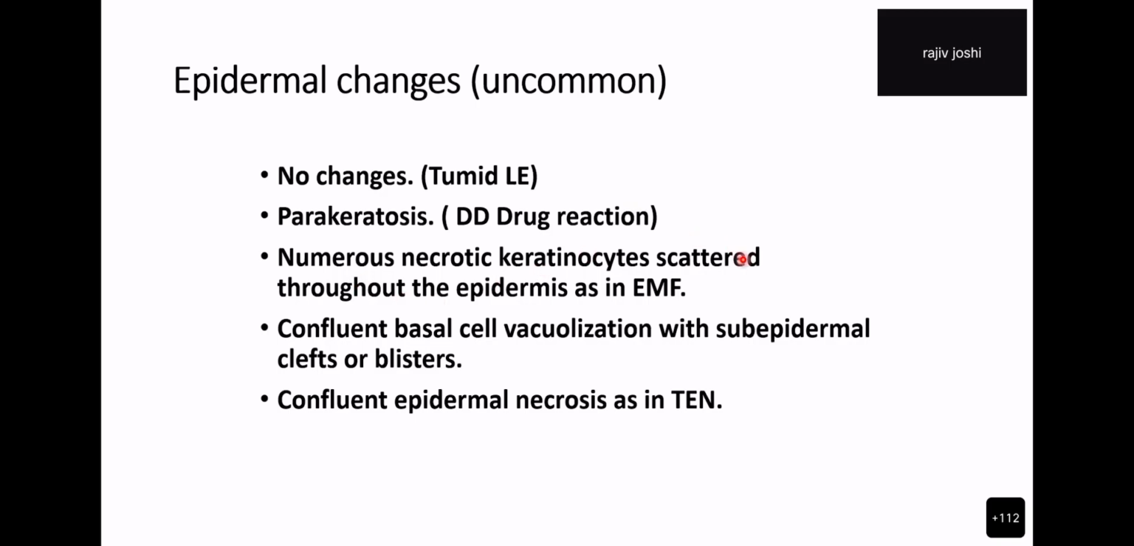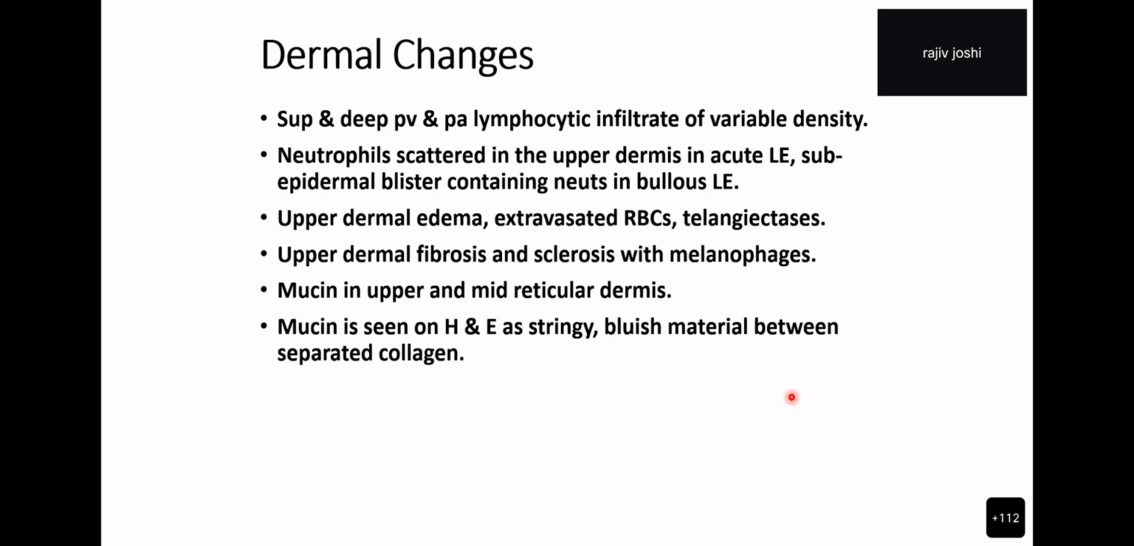The numerous necrotic keratinocytes scattered throughout the epidermis, as in erythema multiforme. Confluent basal cell vacuolization with subepidermal clefts or blisters. So this is bullous LE. And sometimes you can get confluent epidermal necrosis, as you get in Stevens-Johnson syndrome or toxic epidermal necrolysis. So there is an entity known as TEN-like lupus erythematosus. It is actually lupus erythematosus, but clinically it looks very much like toxic epidermal necrolysis.